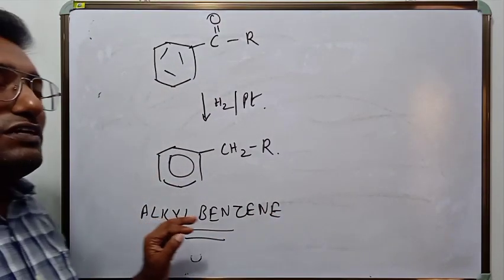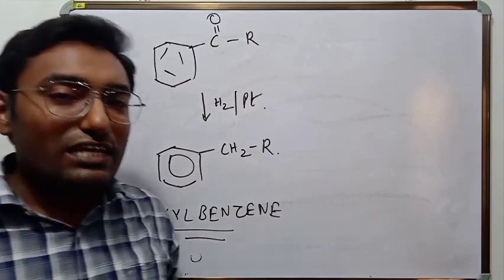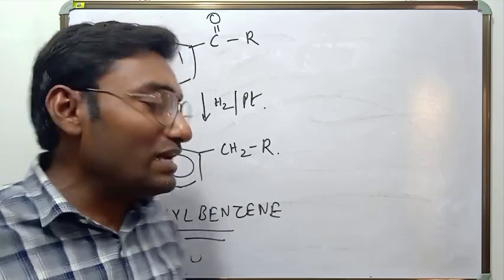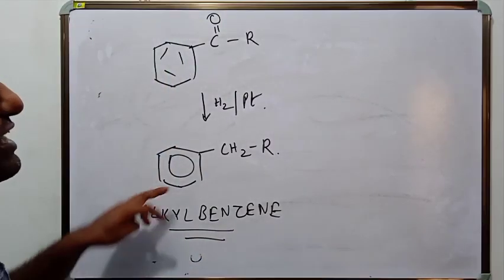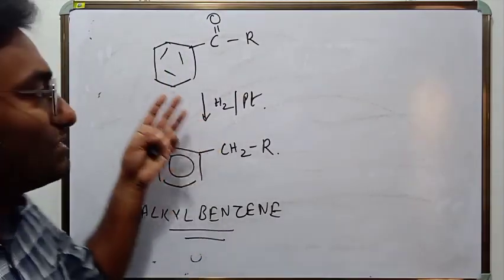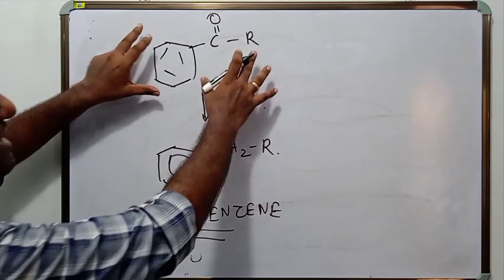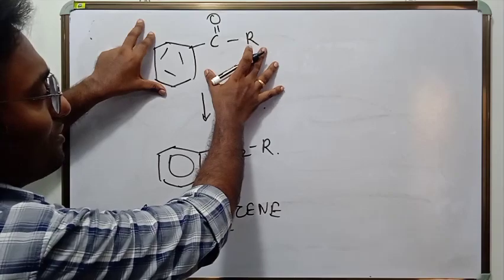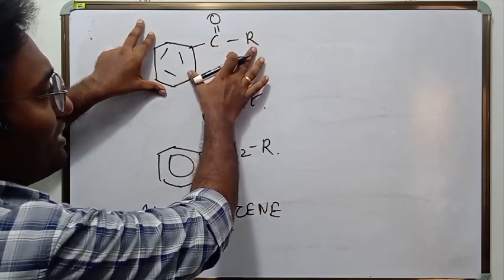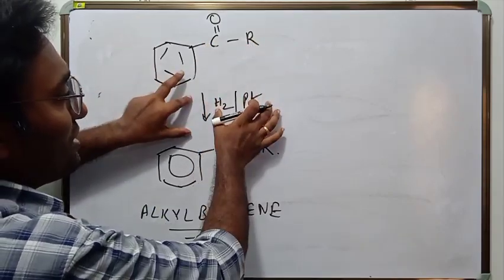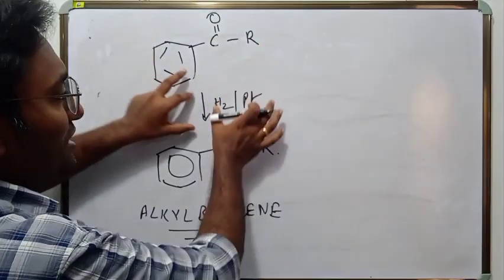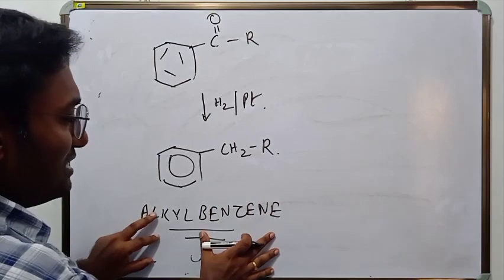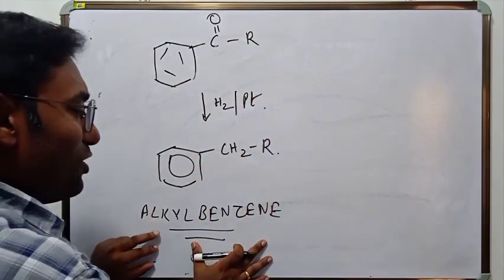So usually we use Friedel Crafts alkylation reaction to make alkyl benzene. It is also possible to make alkyl benzene through Friedel Crafts acylation. That is what we have seen. This is the Friedel Crafts acylation first product, alkyl phenyl ketone, right? And if we are hydrogenating the first product of the Friedel Crafts acylation, we get alkyl benzene. So we can make alkyl benzene through Friedel Crafts acylation also.